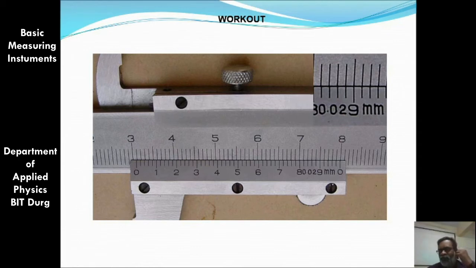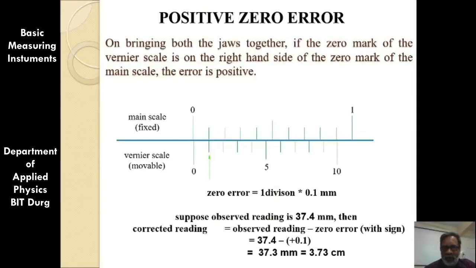Now let us move to a bit of knowledge that is essential when we are using this sensitive instrument. Is there any error in the instrument? And if there is an error, we must know what the error is, how much the error is, and how to get the corrected reading. So in this slide you can see there is a main scale. This is the main scale. This is the reference line of the main scale. Similarly, this is a vernier scale and this is the reference line of the vernier scale.